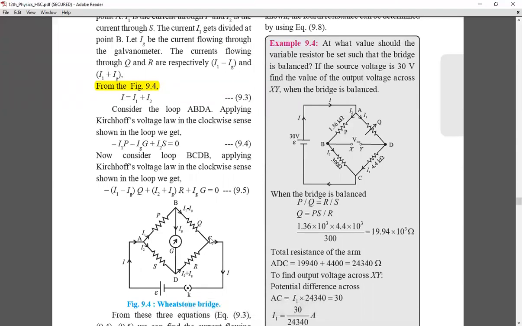Then at point C, again both I1 minus Ig and I2 plus Ig add, as point C is a junction. The minus Ig and plus Ig cancel, and you get I1 plus I2, which is nothing but the current I. At point A it splits, at junction C it is added again and comes out as I, and in this way the circuit completes.